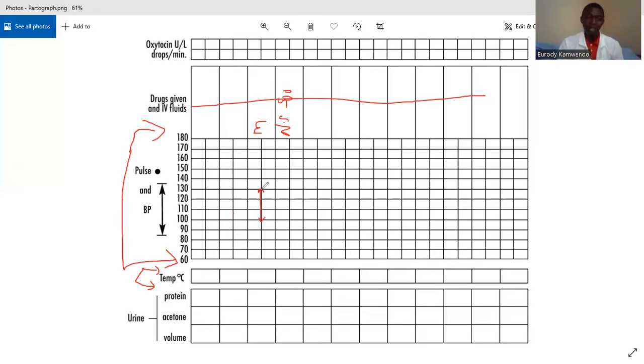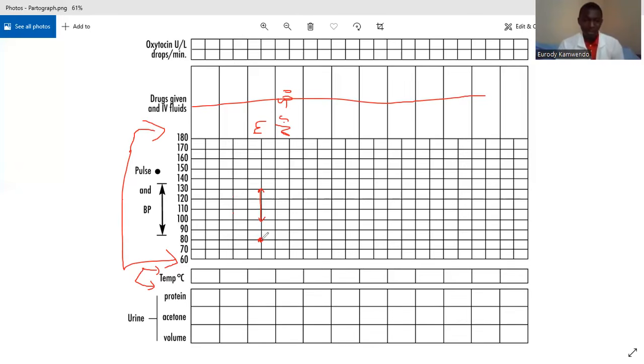Then when it comes to the pulse, let's say you check the pulse of this woman and the pulse is around 80 beats per minute. It means that you follow this line and put a dot on the same line like that. And the dot indicates pulse. It means that this woman's pulse is 80 beats per minute.